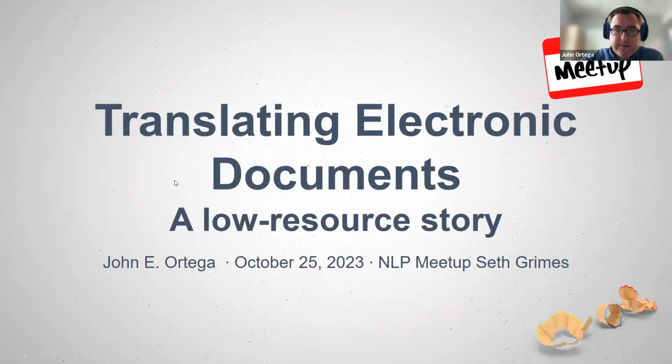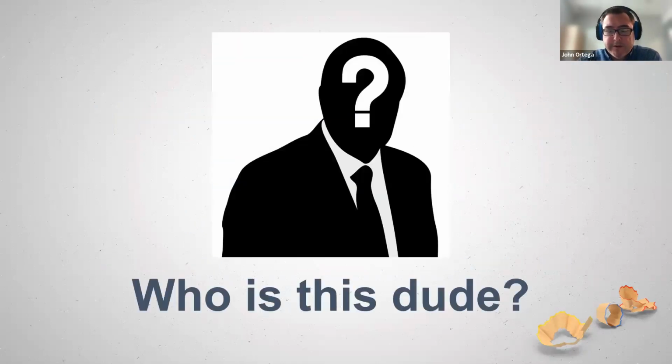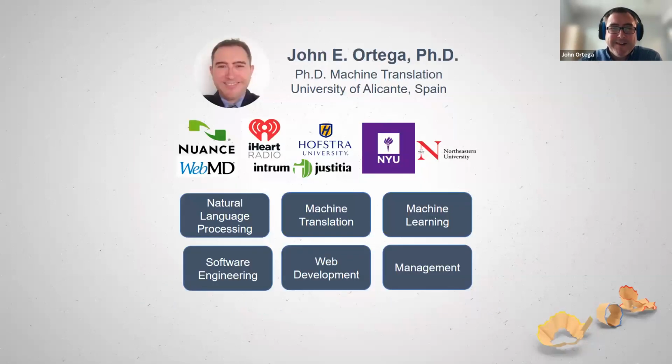So who is this dude? I don't normally wear a tie. I just do that, as I call it, my funeral suit. So I'm, again, John Ortega. I have a PhD in machine translation, more specifically natural language processing, computer science at a high level, from the University of Alicante in Spain. I also worked on my postdoc in Spain and a postdoc here in the US at Boston, and I've taught at several different universities. All of those are on the screen there.